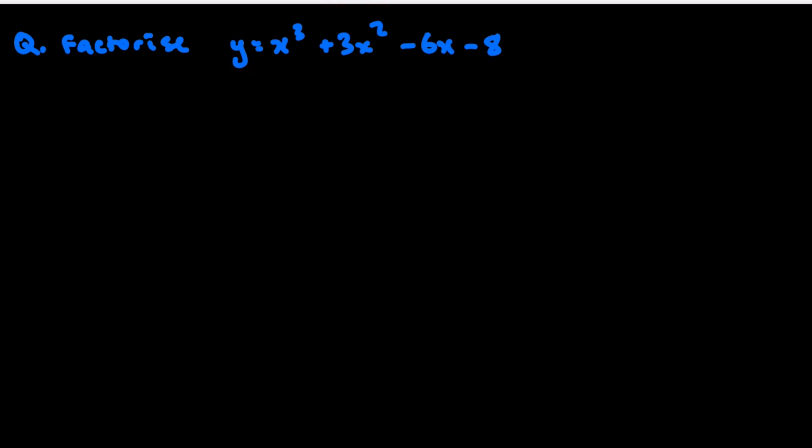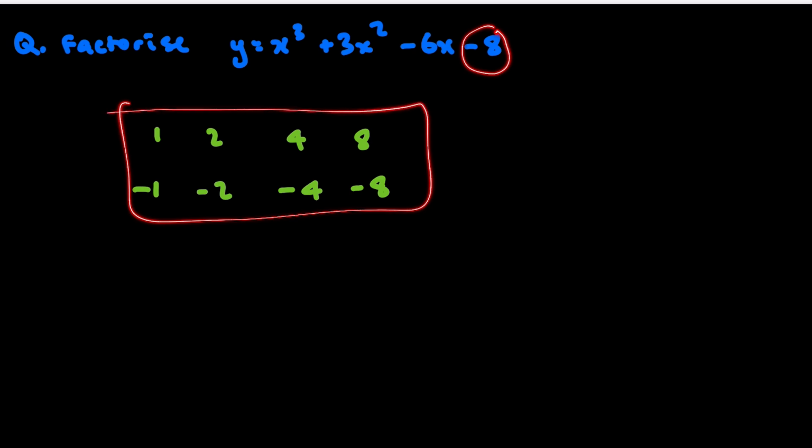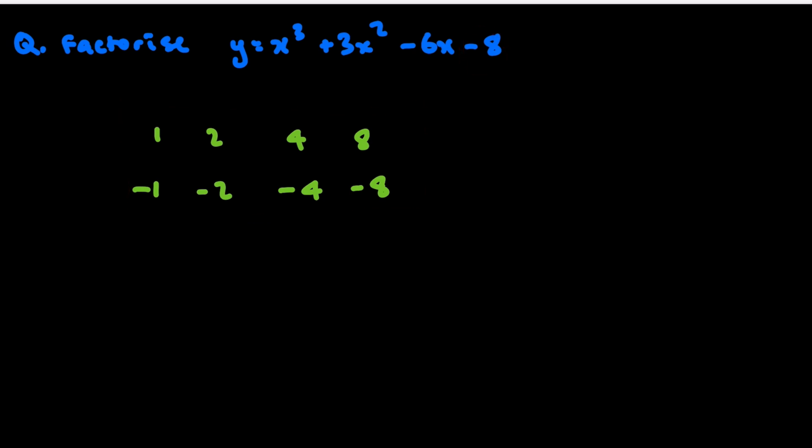The first step, step one, is to always write out all your factors of this last term here, in this case minus 8. And the factors that I can think of are 1, 2, 4, and 8, as well as negative 1, negative 2, negative 4, and negative 8. So if I were to divide negative 8 by any of these numbers, I'd be left with a whole integer.